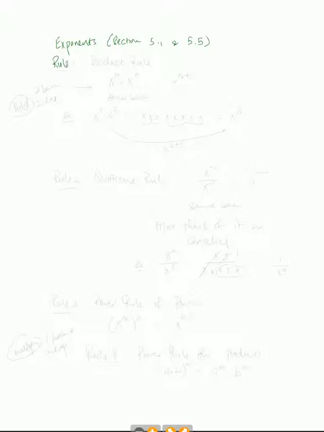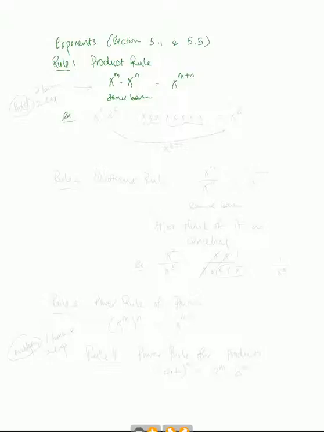First one is where we call it the product rule. And what that is, where you have two terms that are multiplied together and they have the same base. And what it's telling you is you can actually add the two exponents and keep the base.